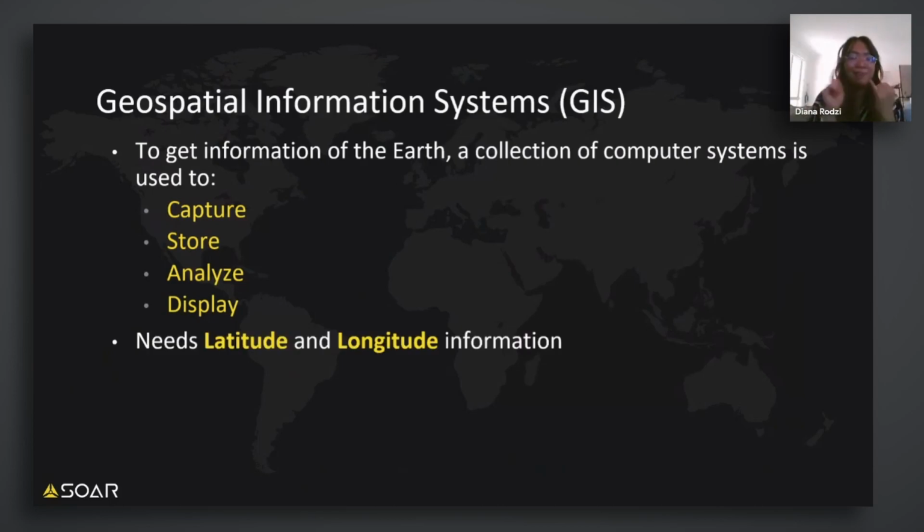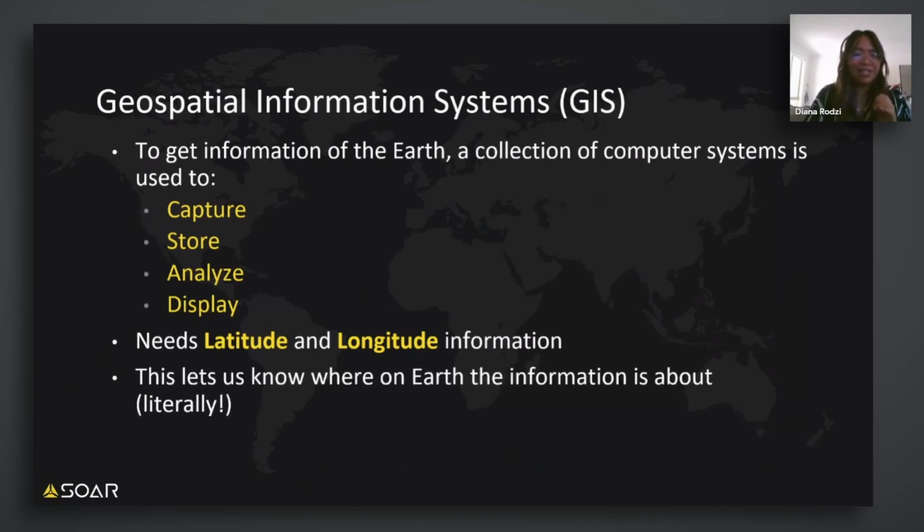Now, the main ingredient that we need is latitude and longitude. The main part it needs is geography. It needs to have latitude and longitude coordinates, because how else would we know where on Earth the information is about? Without that, we don't know where the image is or what it is, you know?